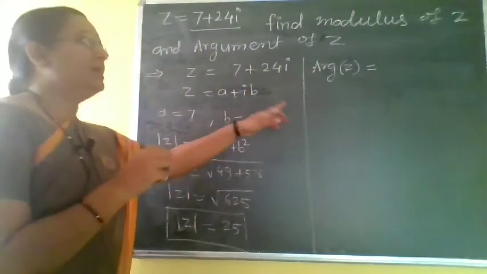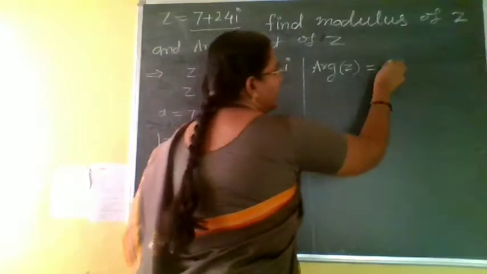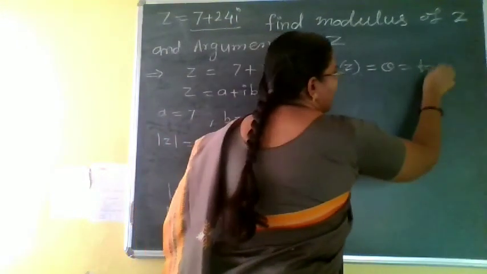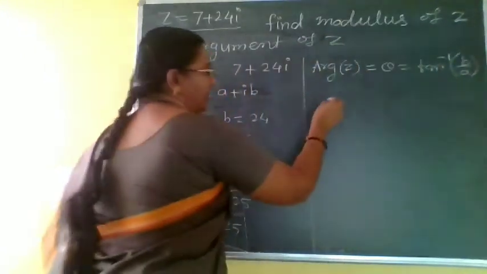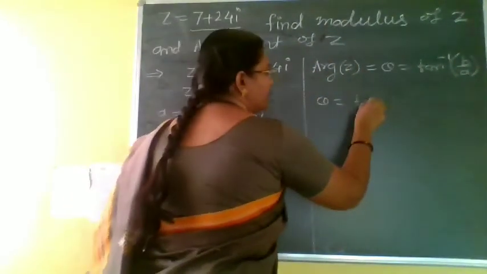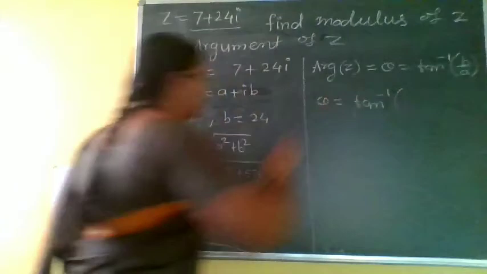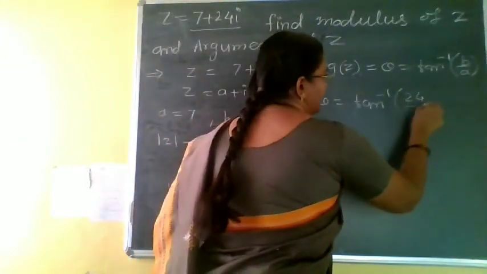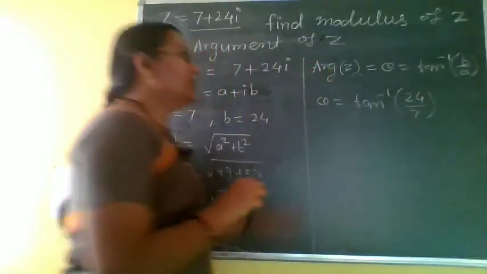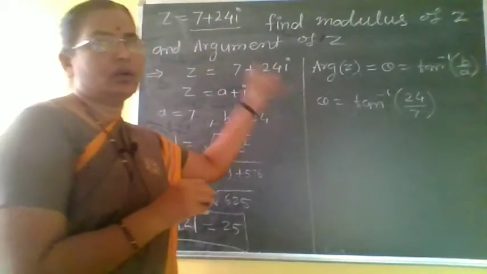This is very easy for finding out the modulus of z and argument of z. The argument of z is also denoted by theta, and the formula for this is tan inverse of b upon a. And theta is equal to tan inverse of, what is the value of b? That is 24 and a is 7. And this becomes the argument of the given complex number.